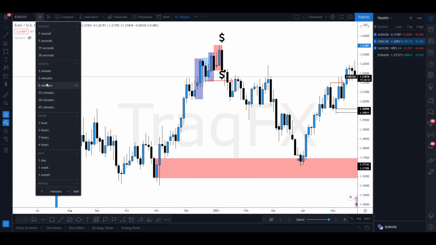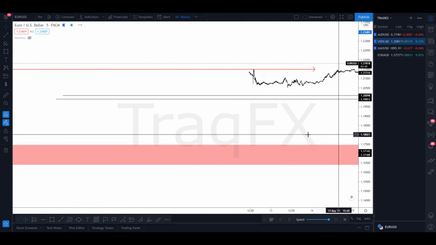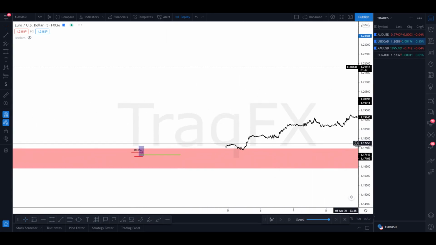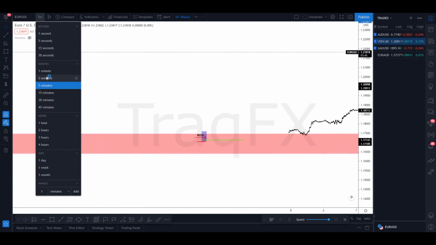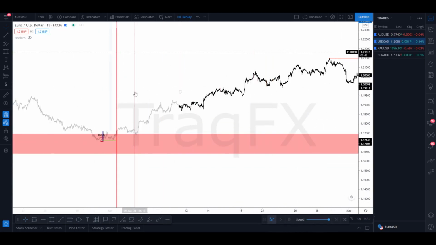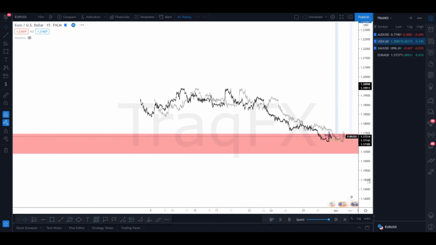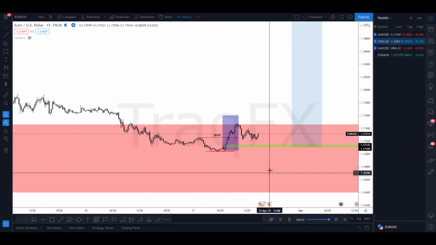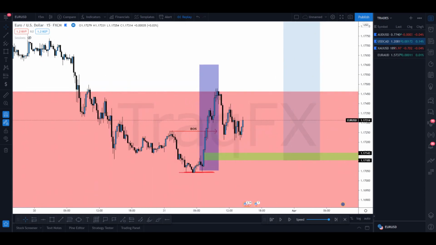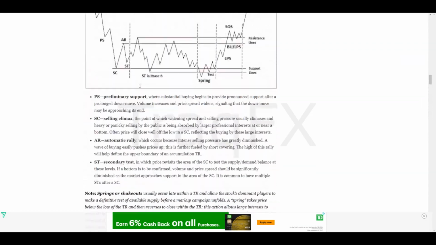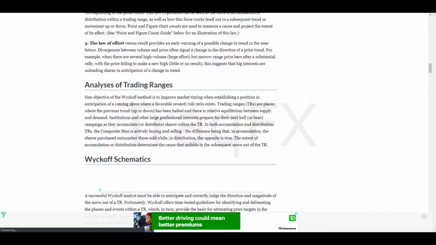Now if we go down to the 5-minute time frame just over here, and we try to look for Wyckoff inside of a zone. Well, let's look at it. Let's go down to the Wyckoff and let's go to an accumulation schematic this time, right?